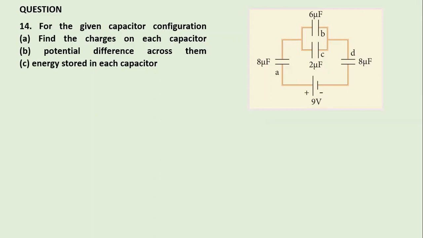B, potential difference across each of them. C, energy stored in each capacitor. It's a very long problem, so let us go for a path. The path is small, the journey is long.